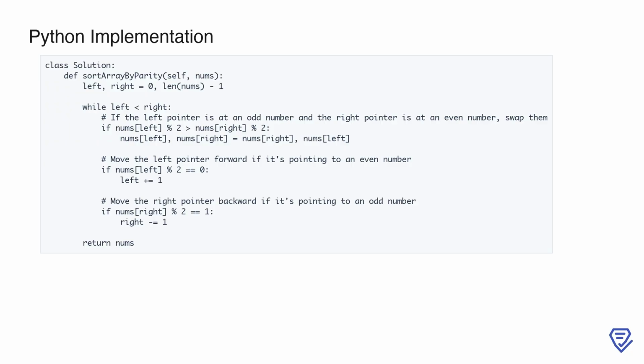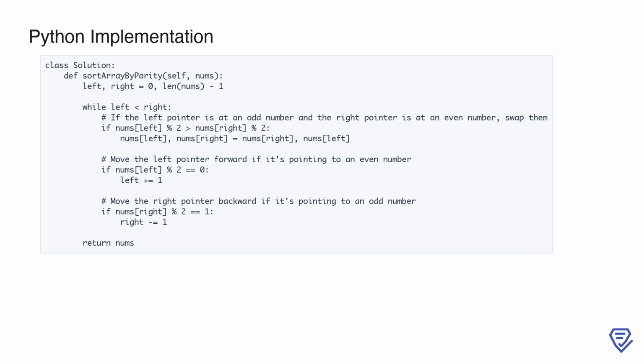Explanation. 1. Initialization. Two pointers, left and right, are initialized at the start and end of the array, respectively. The left pointer moves forward, and the right pointer moves backward during the traversal. 2. Main loop. The while loop continues as long as left is less than right. This ensures that the two pointers do not cross each other while processing the array. 3. Swap condition. Inside the loop, we check if the left pointer is at an odd number, nums[left] % 2 == 1, and the right pointer is at an even number, nums[right] % 2 == 0. If this condition is true, the values at these indices are swapped to move the even number to the left side and the odd number to the right side.